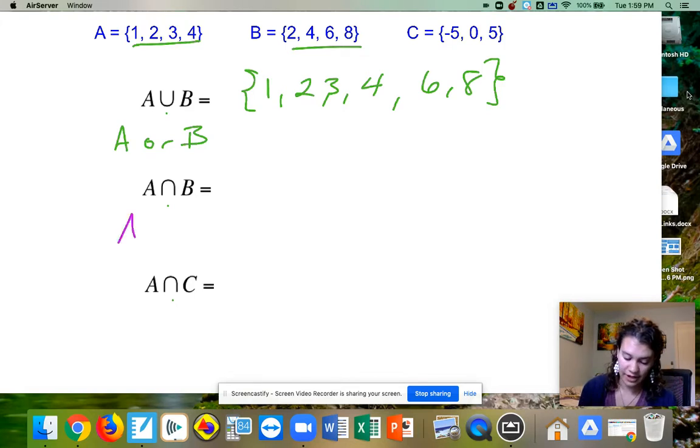Next one, we have A and B. So this is only the things that are common to both. So they both have 2 and they both have 4. So the intersection would be 2 and 4.